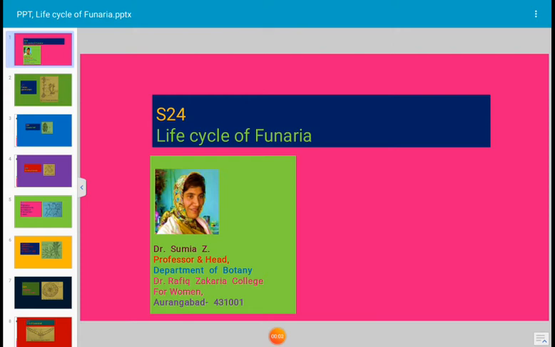Today's topic for discussion is the life cycle of Funaria. Funaria is a bryophytic plant. Let us see all the details of Funaria. Let us see the occurrence of Funaria.